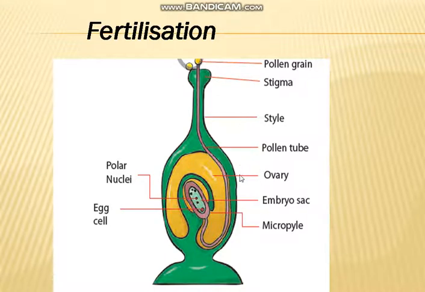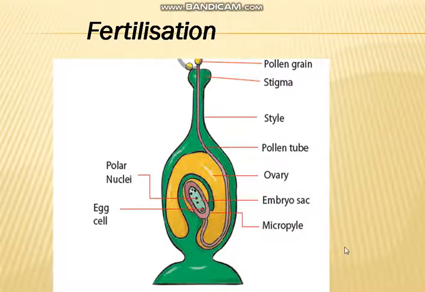The ovule is present inside the ovary and this ovule possesses an embryo sac. Here we can see the embryo sac. Inside the embryo sac is the egg cell, and also polar nuclei. Here we can see two polar nuclei.